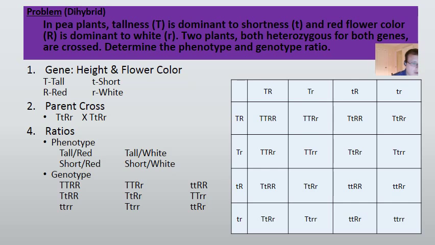Now, you always write it in the way that you see the parent. The parent has height, and then they have flower color. So you always write it in that form, no other way. So I filled in every corresponding square, and now let's try to figure out the phenotype.